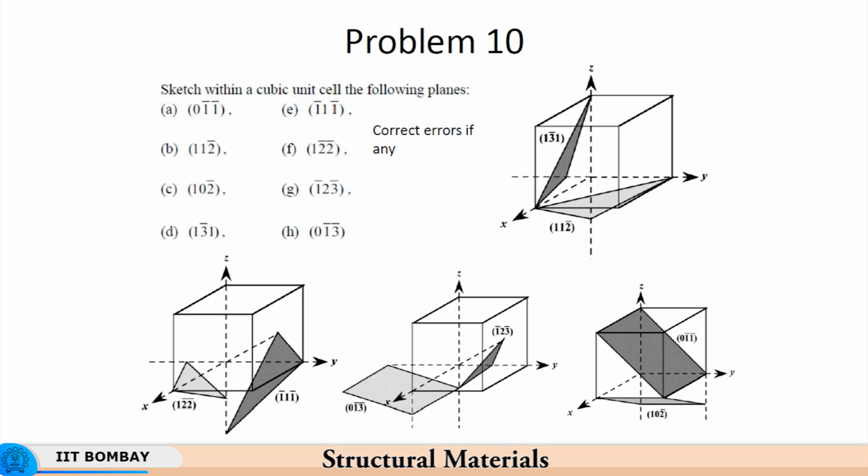So, you get the plane: z is bar 1 here, x is bar 1, z bar 1, and y is 1, right. So, we join these 3 points and we get the plane 1, 2 and 3.